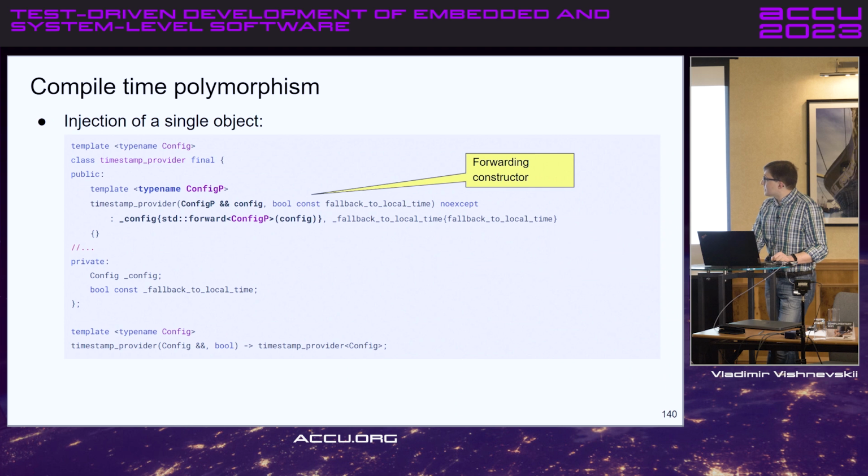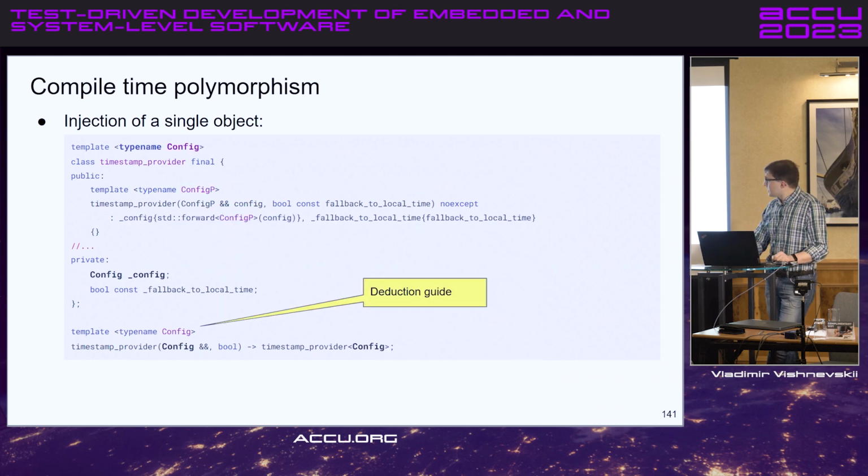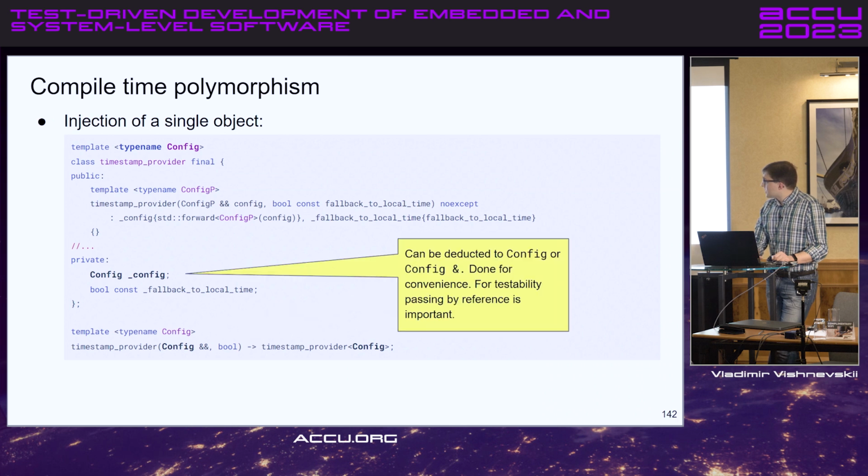And again, we can use, for convenience mostly, our perfect forwarding constructor and our deduction guide to make config either a value or the reference and make the code compatible with other lvalue and rvalue. So this is primarily for convenience, because then where we do not need to inject dependencies, we can make them just to be copied there, so not to have them externally.